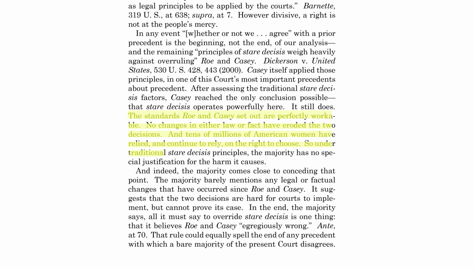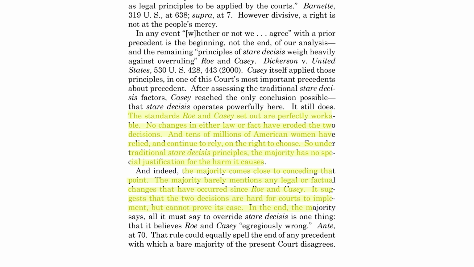So, under traditional stare decisis principles, the majority has no special justification for the harm it causes. And according to the dissent, quote, "the majority comes close to conceding that point. The majority barely mentions any legal or factual changes that have occurred since Roe and Casey. It suggests the two decisions are hard for courts to implement, but cannot prove its case. In the end, the majority says all it must say to override stare decisis is one thing, that it believes Roe and Casey egregiously wrong. That rule could equally spell the end of any precedent with which a bare majority of the present court disagrees."